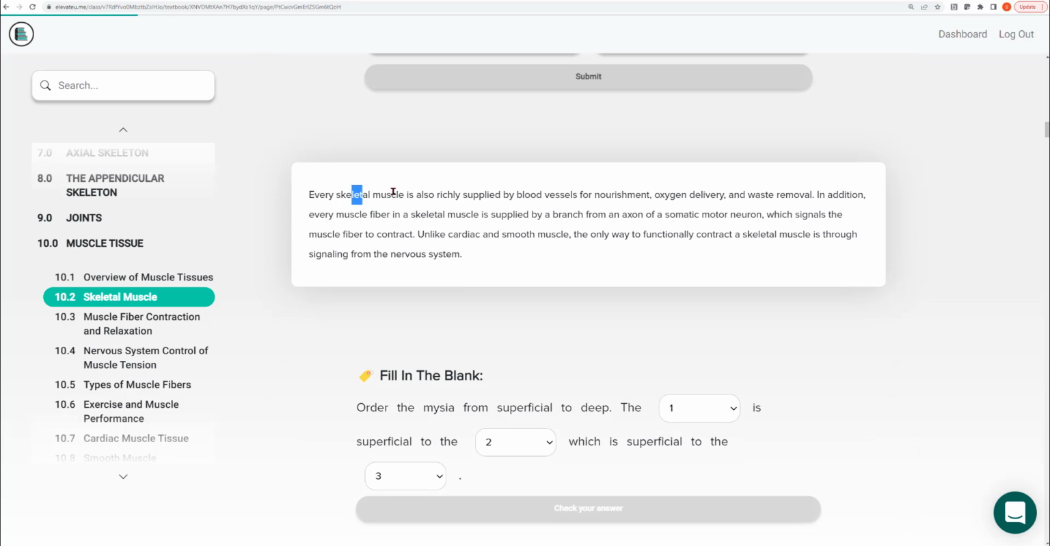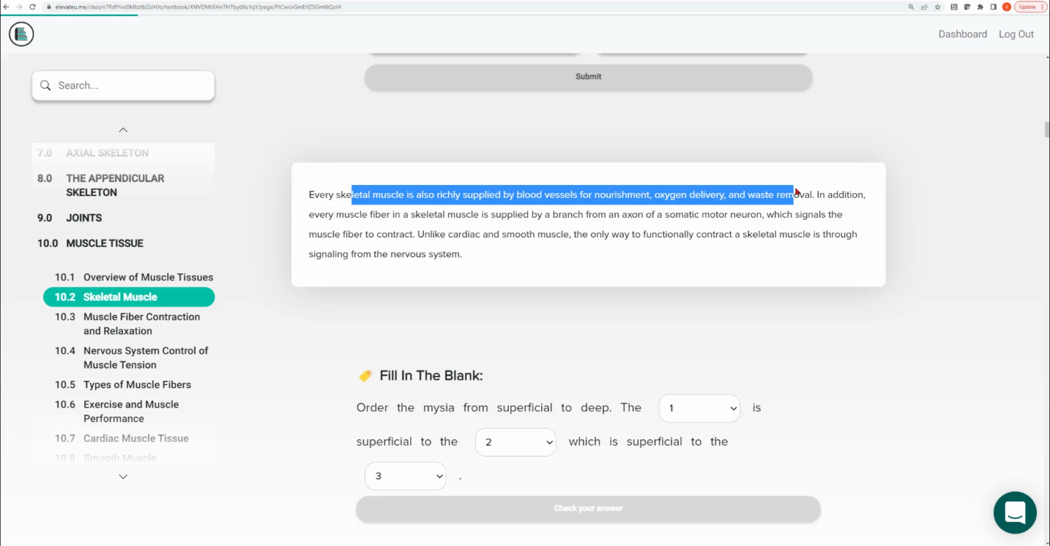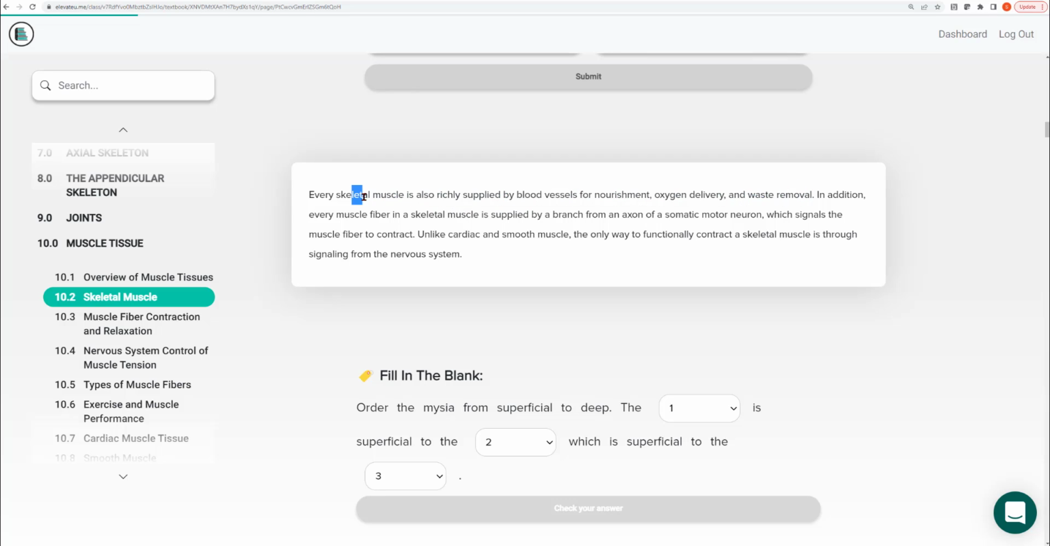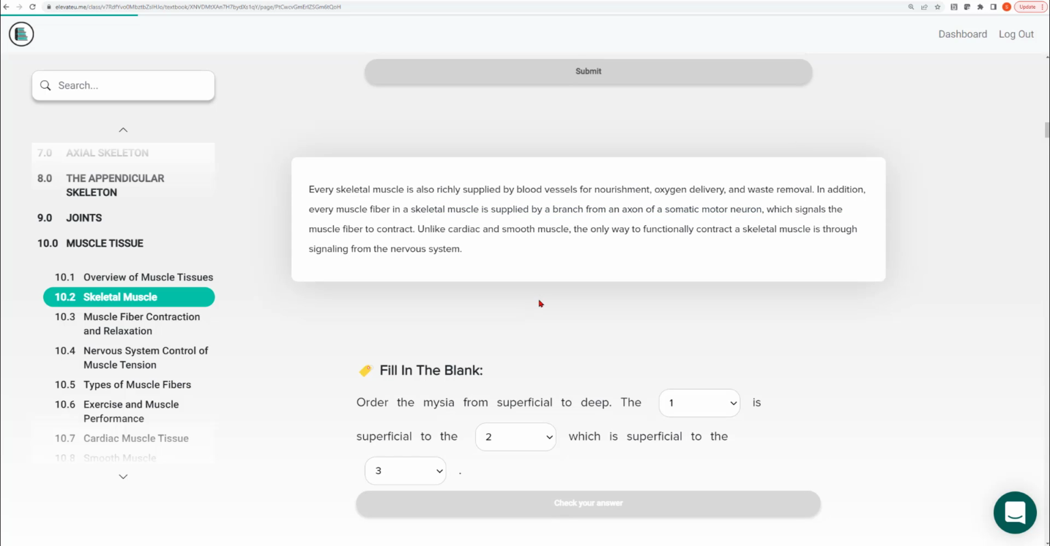Again, every skeletal muscle cell is richly supplied with blood vessels for the delivery of oxygen and nutrients and the removal of wastes. And every single muscle cell must be directly connected to a branch of a nerve cell. Again, we'll talk about that when we get a little bit further into the nervous system.